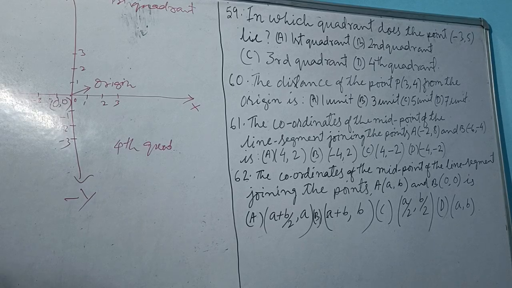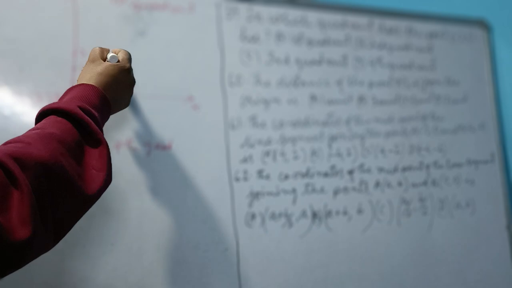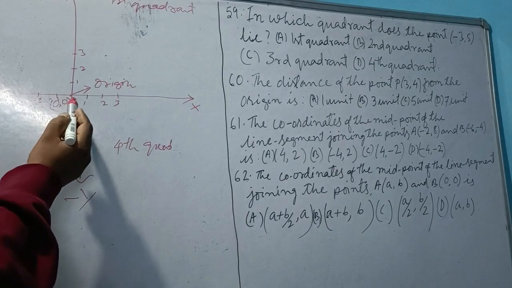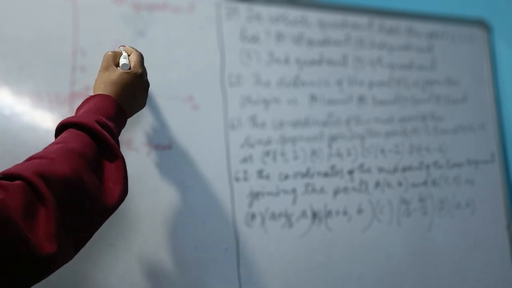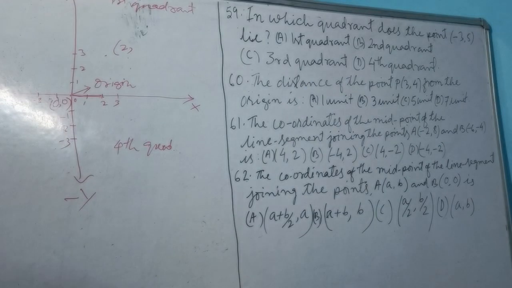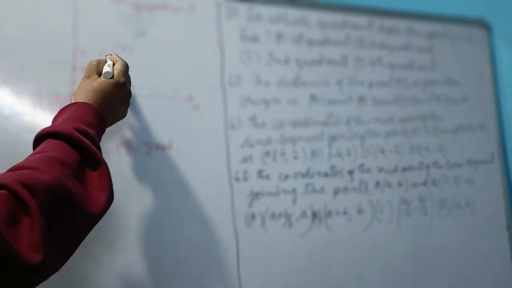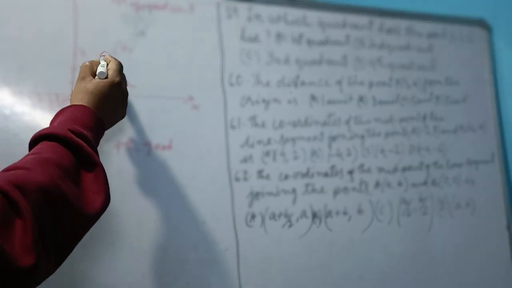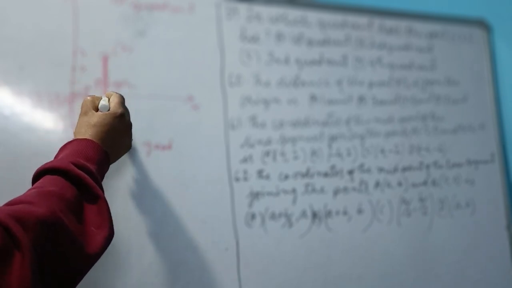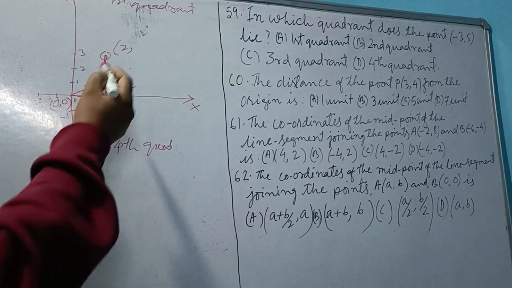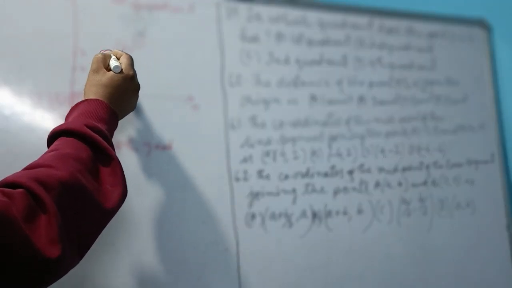Now if any point lies here, you see, it is pointing out here. So this distance is 1, 2, that means this is your x. This is called abscissa. So that means this point is your 2. And this distance from the x-axis is what? 3. So that means the coordinates of this point are 2, 3.